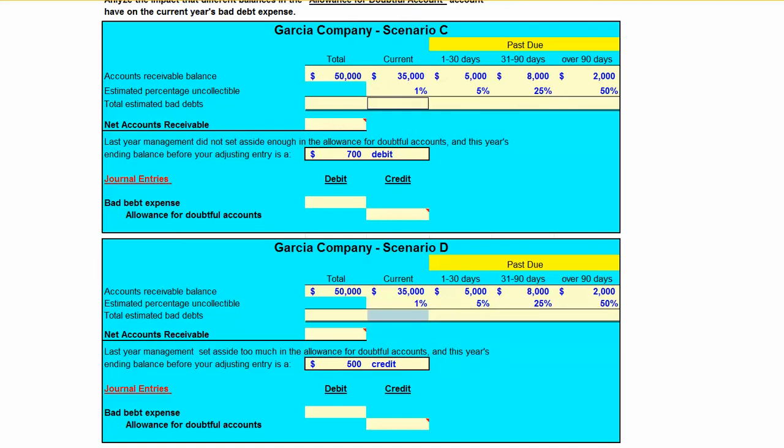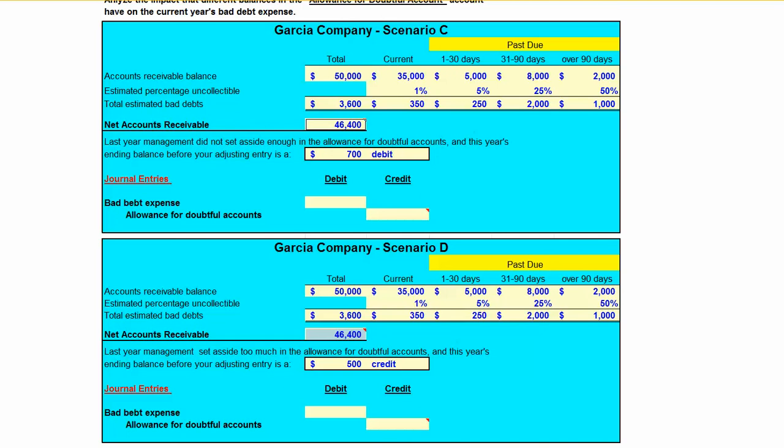For both scenarios, we'll multiply the $35,000 by 1% for $350, the $5,000 by 5% for $250, the $8,000 by 25% for $2,000, and the $2,000 gets multiplied by 50% for $1,000. In both scenarios, we want an ending balance in our allowance for doubtful accounts of $3,600. And in both scenarios, we're going to report net accounts receivable on our balance sheet in the amount of $46,400.